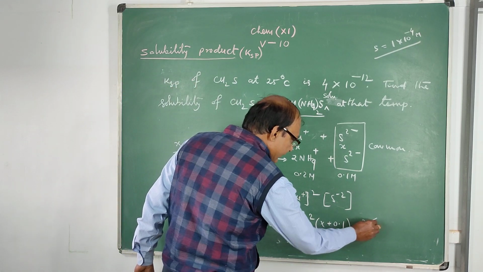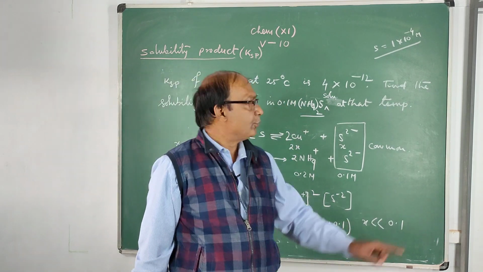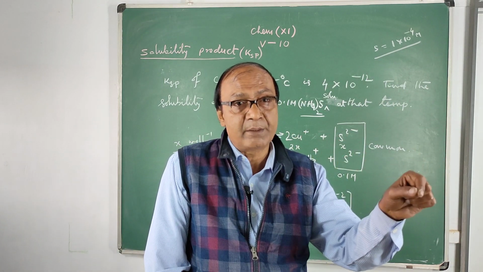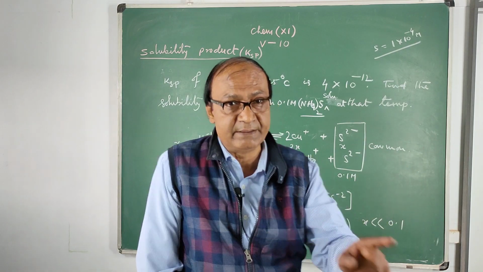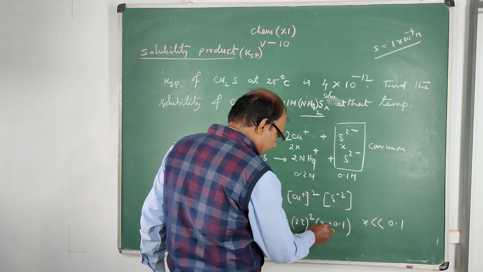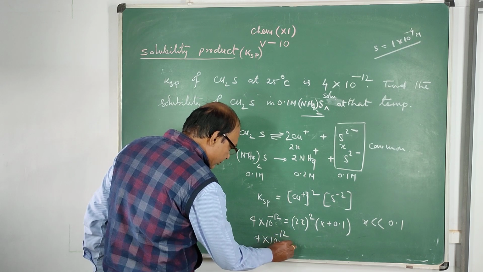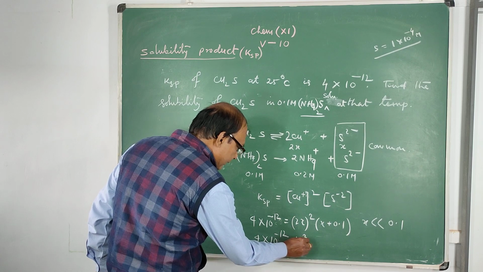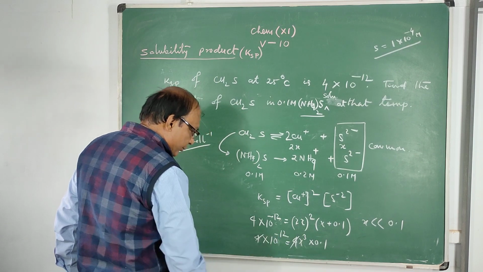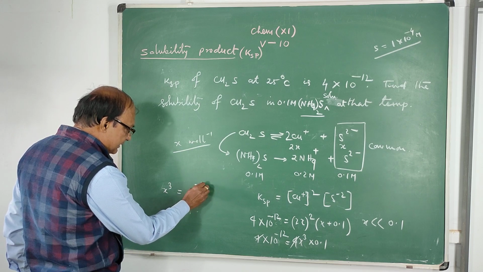Remember, X is very small compared to 0.1. X is the solubility of cuprous sulfide. You have seen the solubility of cuprous sulfide is 0.0001 in water, and in ammonium sulfide solution it will decrease further. Therefore, X will be very much less than 0.1, so you can neglect X from here. Neglecting X, it will be 4 into 10 to the power minus 12 equals 4X cube into 0.1.